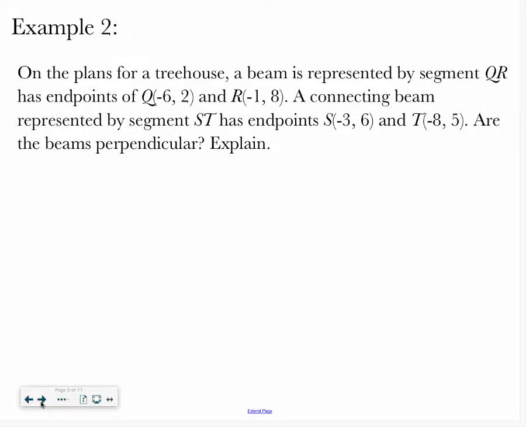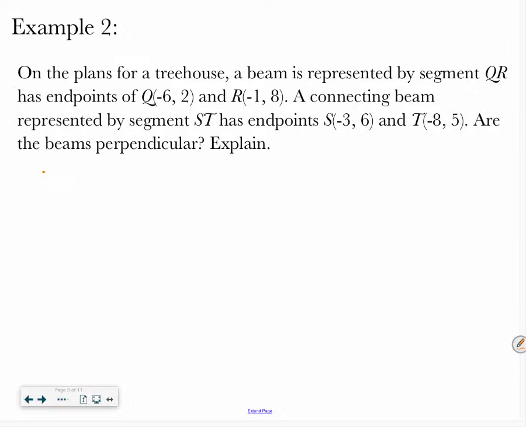Example 2. On the plans for a treehouse, a beam is represented by segment QR, and it has endpoints Q at (-6, 2) and R at (-1, 8). A connecting beam, represented by segment ST, has endpoints S (-3, 6) and T (-8, 5). Are the beams perpendicular? So I said parallel lines have the same slope.